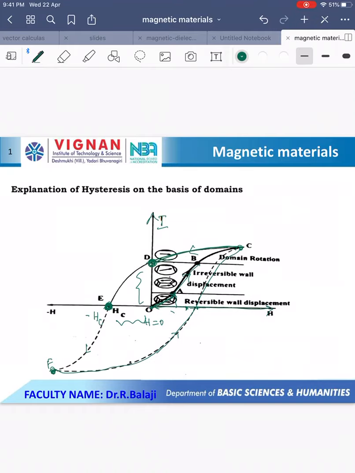The area of the hysteresis loop indicates the hysteresis loss. It indicates how much energy is required to convert that material into a magnetic material. Suppose the area of this hysteresis curve is large, it means by supplying much more energy, the material is converted into a magnetic material. Suppose this area is small, by supplying a small amount of energy, it can easily be converted into a magnetic material. That is the importance of this hysteresis curve.